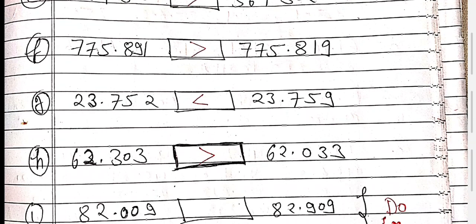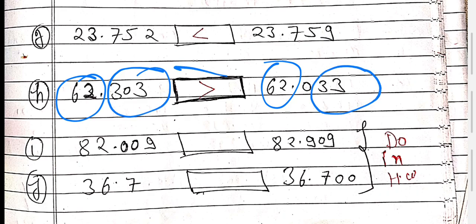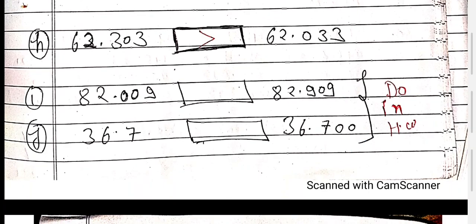Now just check, the front parts are the same. Now 752, 759, so it is less than. 752 is less than 759. Now just 62 same. Now 303 and only 33, so 303 is greater than, so you have to put here greater than. Similarly, these two parts you have to do by yourself in homework.